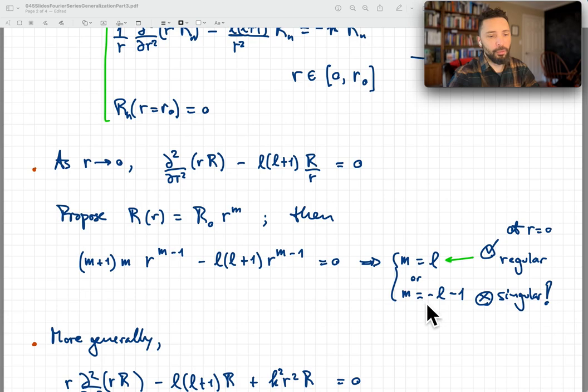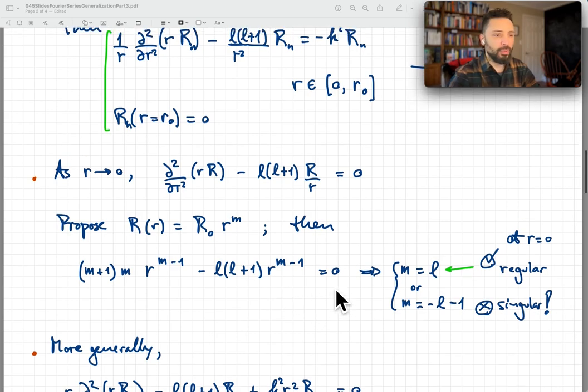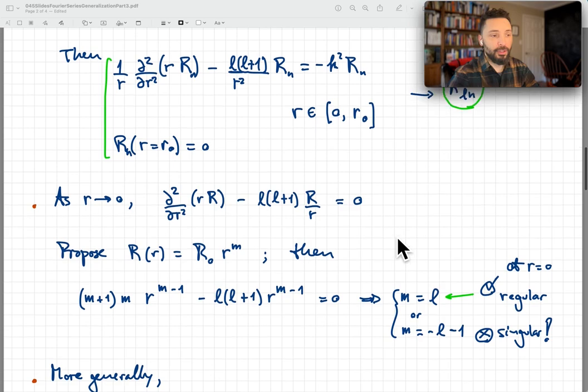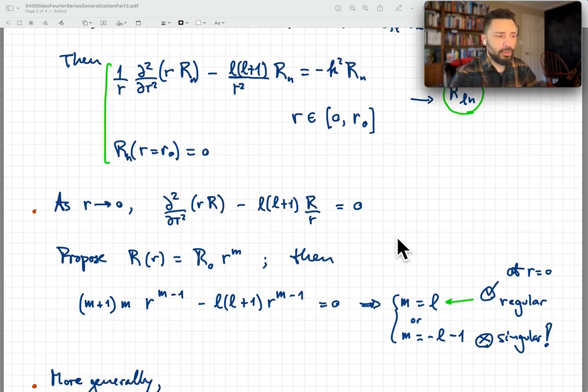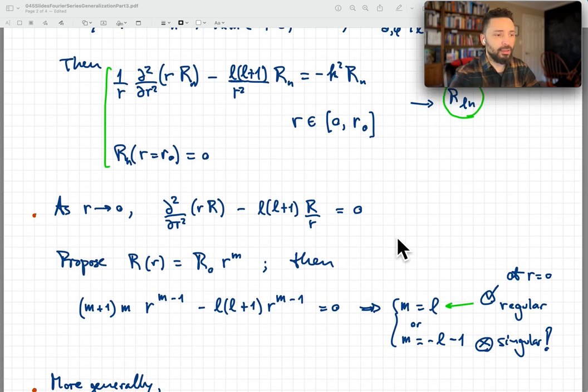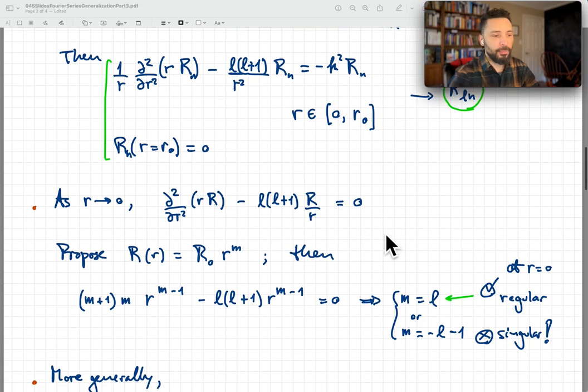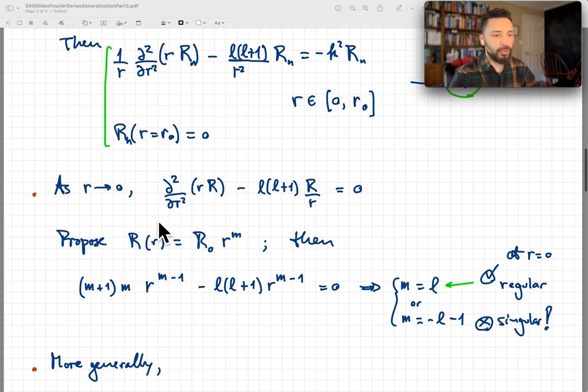So we cannot have the other one, m equals minus L minus 1, because this would be singular at the origin, and there's no reason for us to believe that the solution should be singular at the origin in this case that we're studying. So this tells us something, that it's in fact independent of whatever k is. No matter what solution we're looking at, if we know L, then it has to satisfy that at short distances, when we approach the origin, it has to go like r to the L.